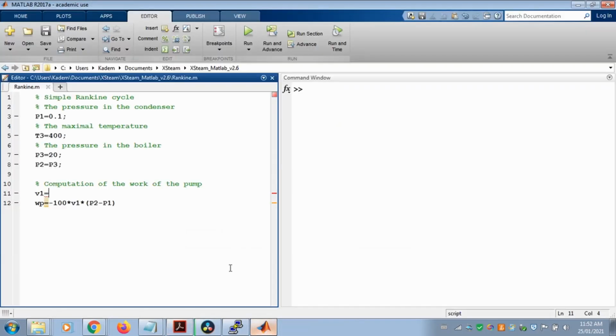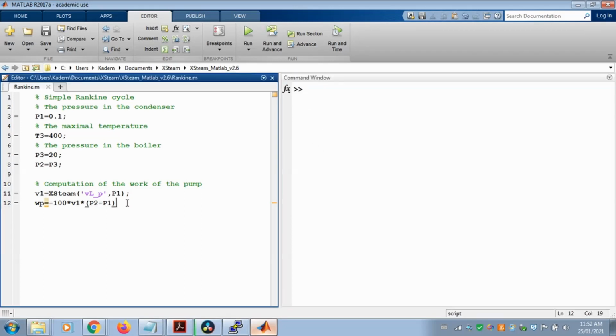So we can write here, we call Xtheme, and what we are looking for is specific volume, and it's of the saturated liquid, knowing only the pressure. By putting L here, we are actually stating indirectly that x is equal to 0. And this is for pressure P1, okay? So if we just run this, we get directly our work of the pump, minus 2 kilojoules per kilogram, okay?